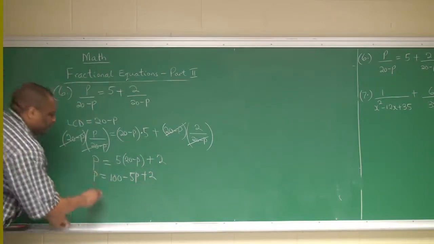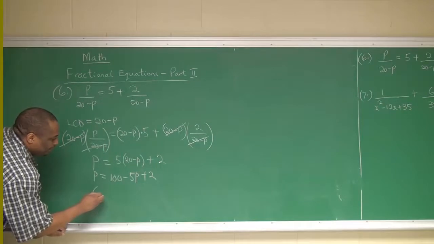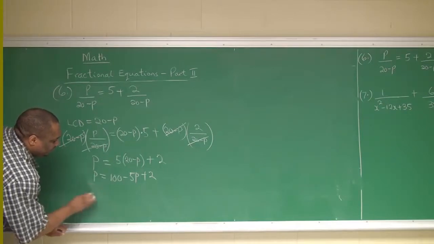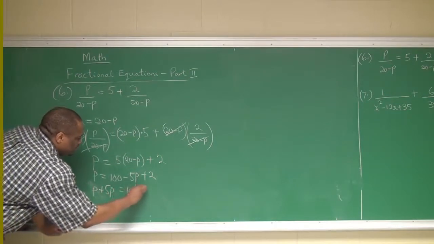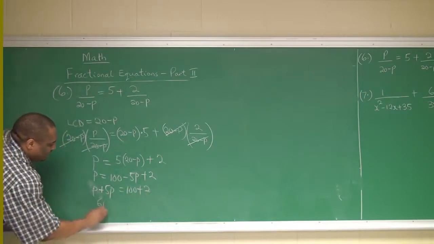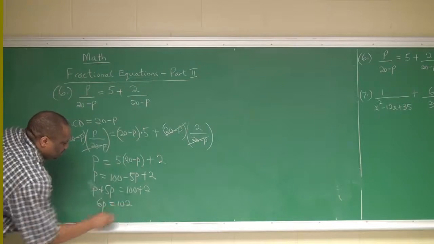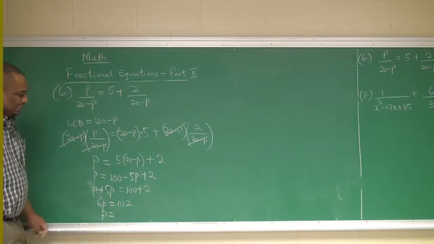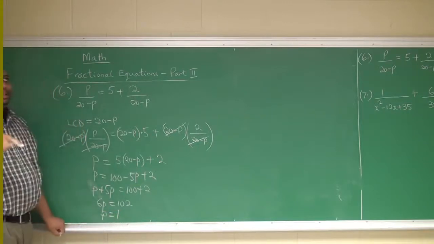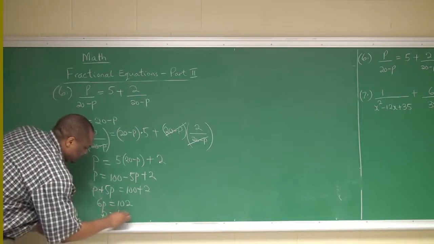Okay, so bring this over here. This will be P plus 5P equal to 100 plus 2. So 6P will be 102. And P will be what? 6 into 10 is 1. 6, 42 is 7. P is 17.